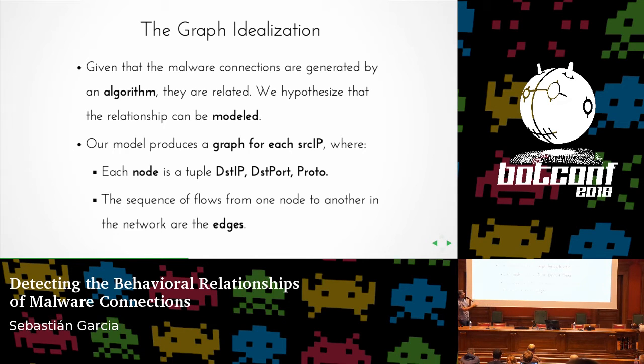Let's create a graph, I will show you now, for each source IP address, okay? And then each node in the graph is not the IP address. Usually when you see a graph, each point is an IP address. Here it's not like that. Each point is a destination IP, a destination port, and a protocol, okay? So each time that you see a point in the graph, it's actually a specific connection to some specific port. And then the sequence of flows from one node to the other node, those are the edges, okay? I will show you now.